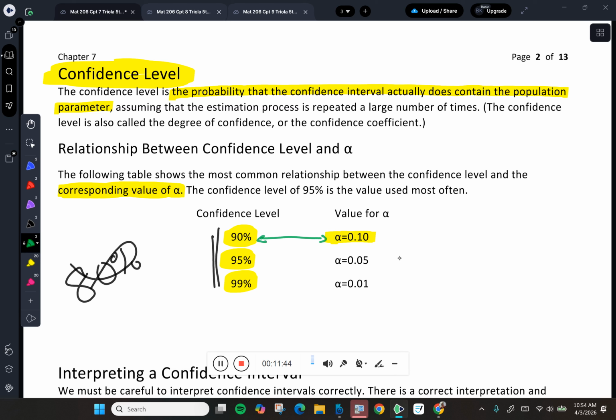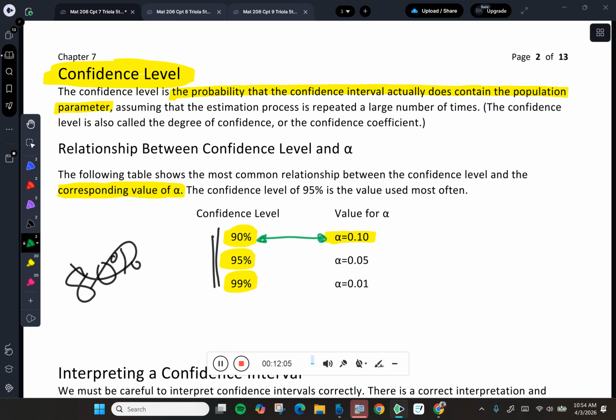But for some reason, probably to make it complicated and challenging, we express confidence levels almost exclusively as percents, and we express alphas as decimals. But essentially what we're saying is, if there's a 90% confidence level, then there's a 10% chance we're kind of wrongish.